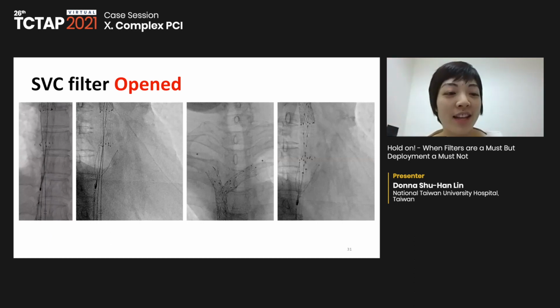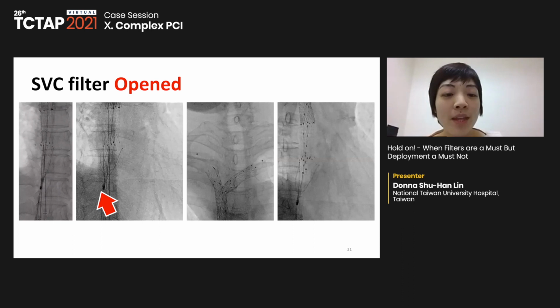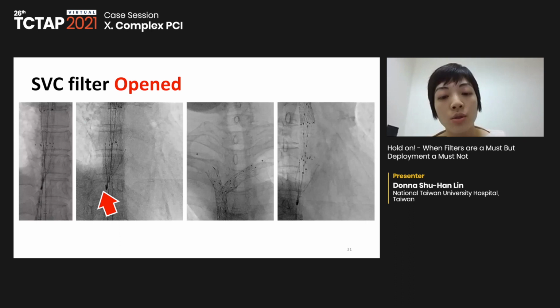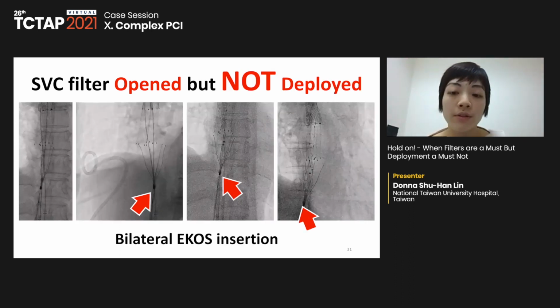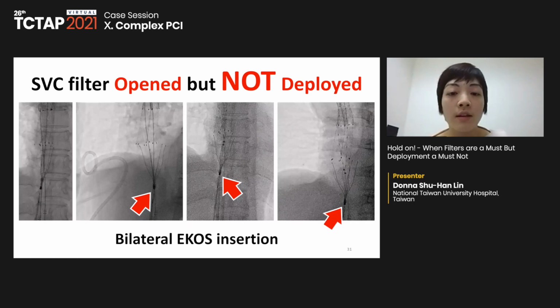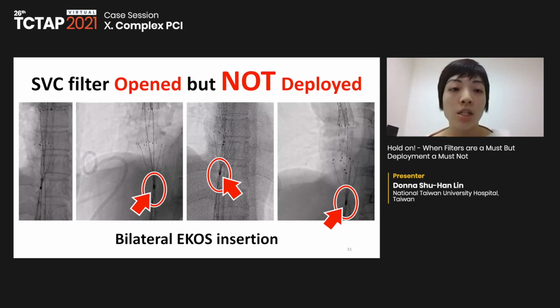However, after opening the filter, we did not deploy it. You could see from the video here that it was nice. And then we placed 2 ECOS catheters through the SVC filter. And in the last video here, you could see that the ECOS catheters went smoothly through the filter and the location of the filter was not changed.